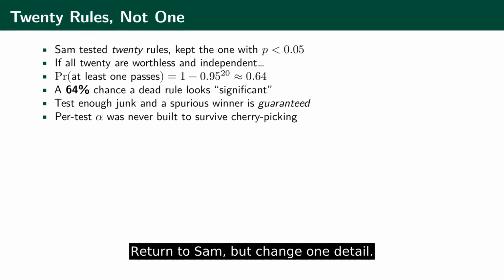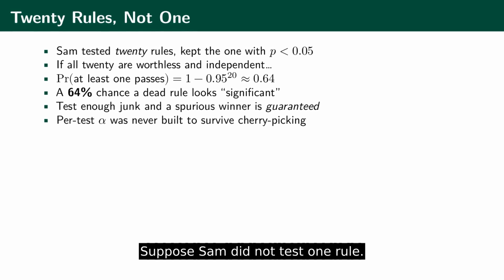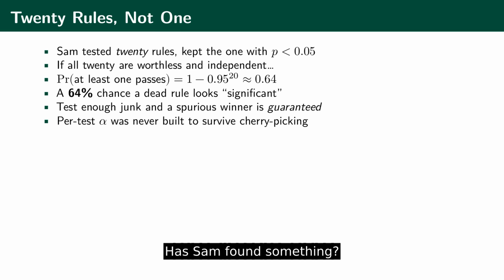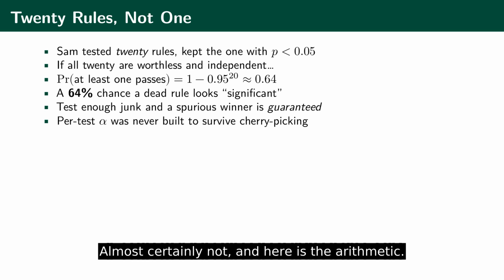Return to Sam, but change one detail. Suppose Sam did not test one rule. Sam tested 20, reversal, momentum, day of week, moon phase, the lot, kept the one with P below 0.05, and reported only that winner. Has Sam found something? Almost certainly not, and here is the arithmetic.